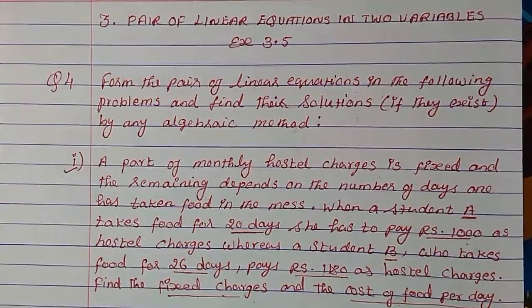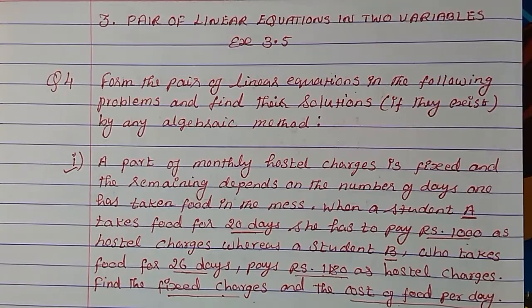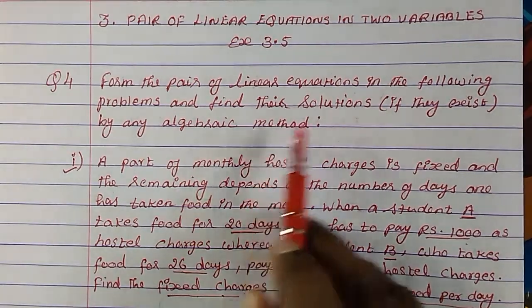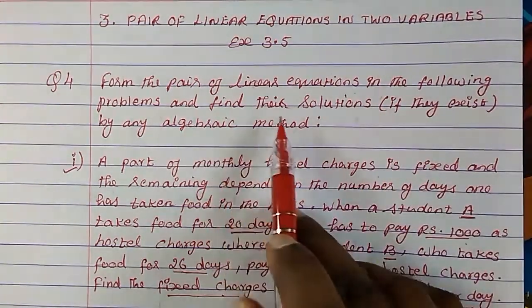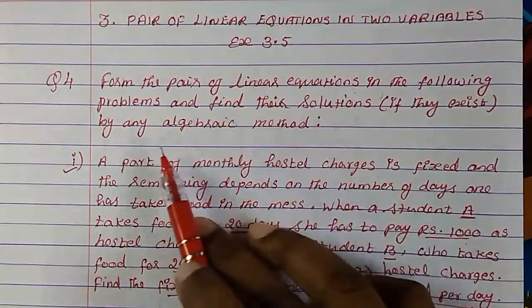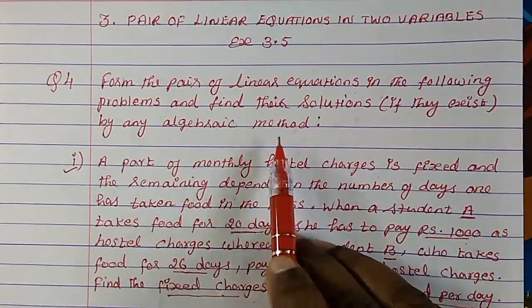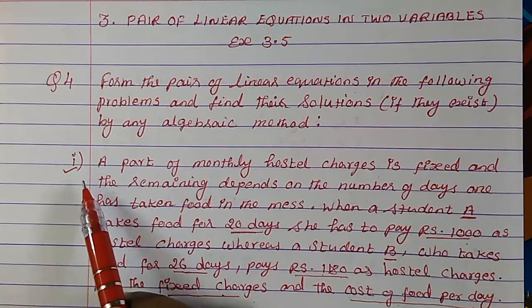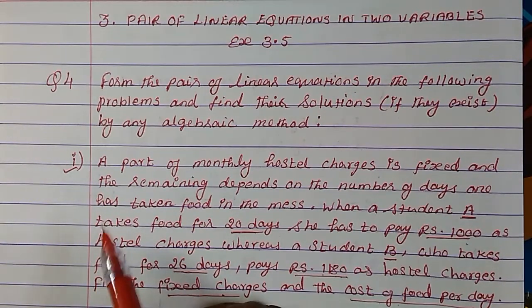Today we are going to see from class 10 chapter 3, pair of linear equations in two variables. We are studying exercise 3.5 question 4. Form the pair of linear equations in the following problems and find their solutions if they exist by any algebraic method. This I have already explained to you in the first part. In this video we are going to see the second part of it. So let's see the second part of the sum.